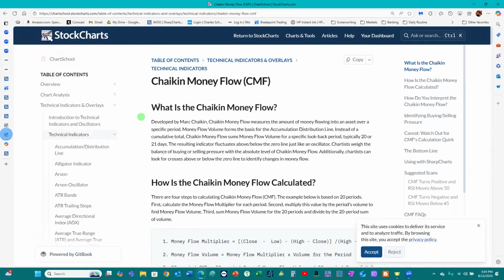So now let's look at Chaikin money flow. Chaikin money flow, created by Mark Chaikin, measures the amount of money flowing into an asset over a specific period. This usually uses 20 as its default. I like to use 21 because it's a Fibonacci number. So money flow volume forms the basis of the accumulation distribution line. And instead of a cumulative total, like the AD line gives you, money flow shows you a specific look back period, 21 days. So it goes above and below the zero line.